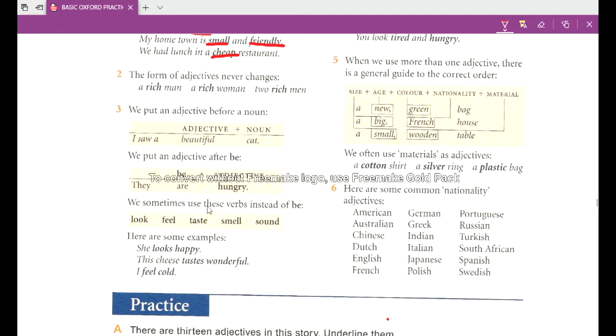We sometimes use these verbs instead of be: look, feel, taste, smell, and sound. Can you see the examples here? She looks happy. This cheese tastes wonderful, and I feel cold. If I feel cold, it means it is cold. Be just like this.